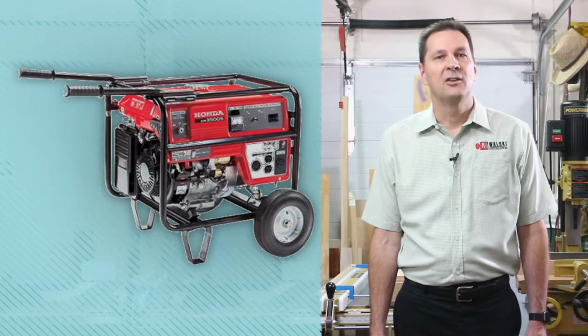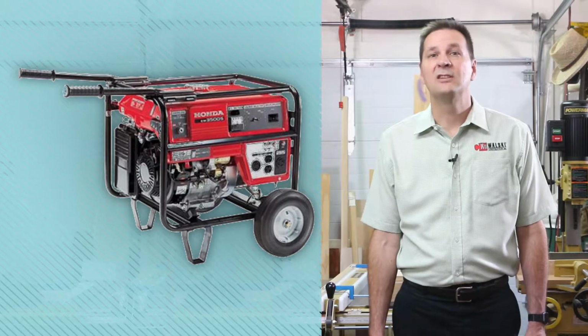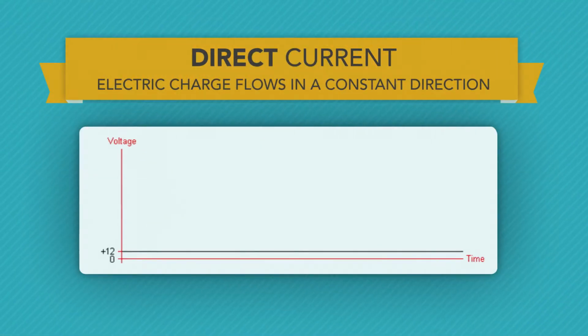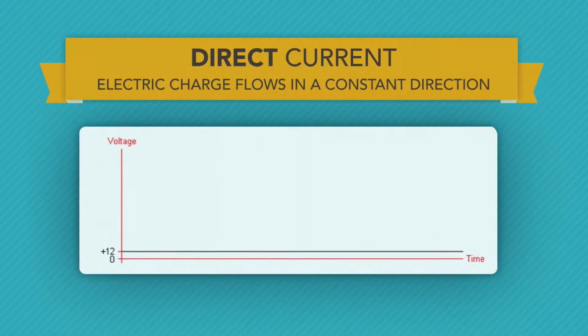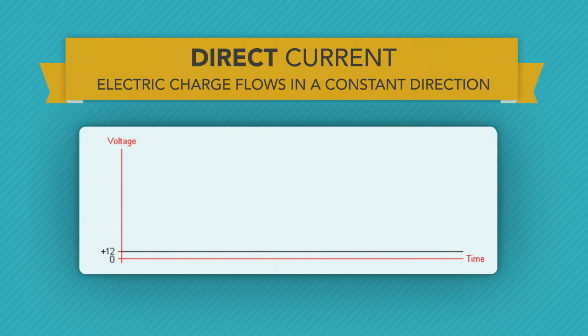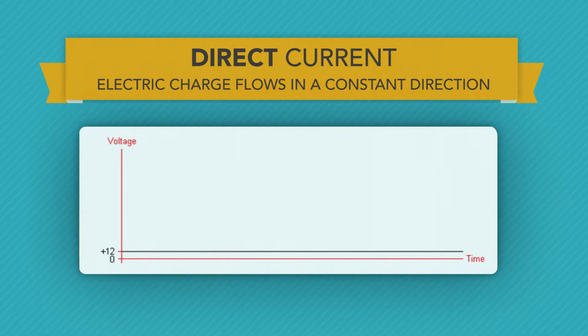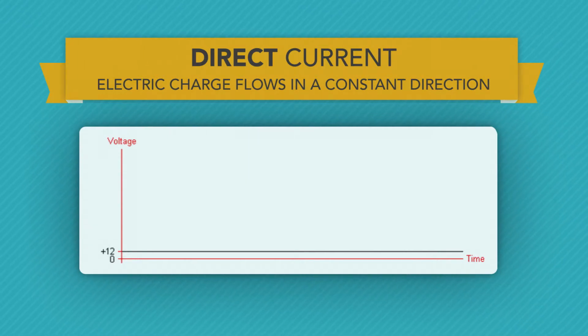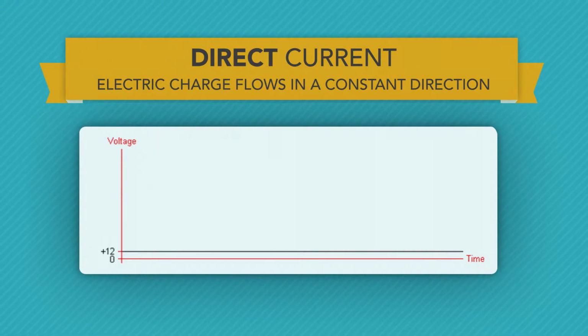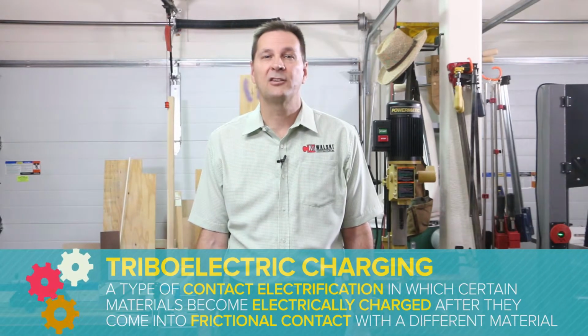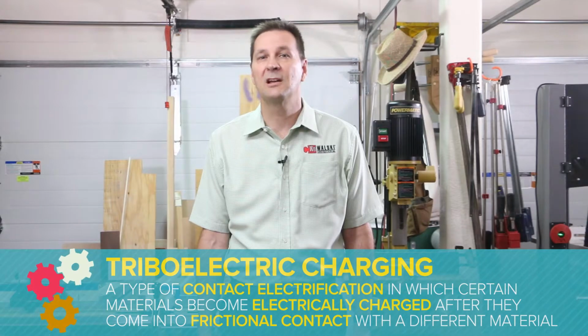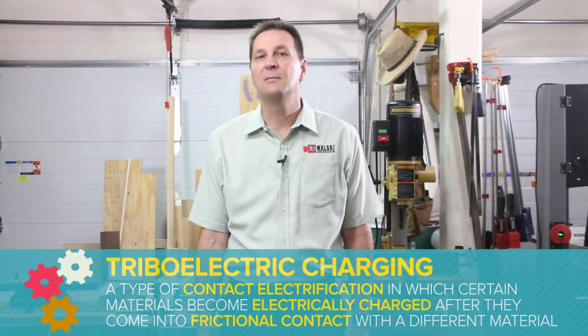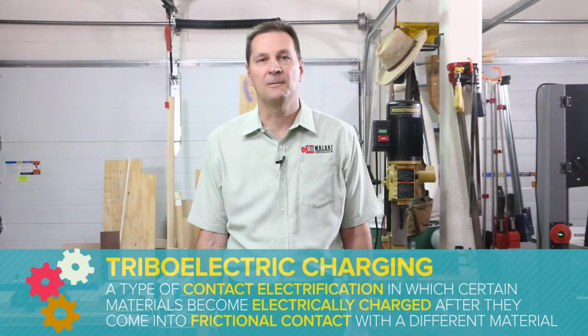On the other hand, direct current, DC, is electricity flowing in a constant direction and possessing a voltage with constant polarity. DC is the kind of electricity made by a battery with definite positive and negative terminals, or the kind of charge generated by rubbing certain types of material against each other, such as a comb through your hair. This is known as triboelectric charging, a type of contact electrification in which certain materials become electrically charged after they come into frictional contact with a different material.